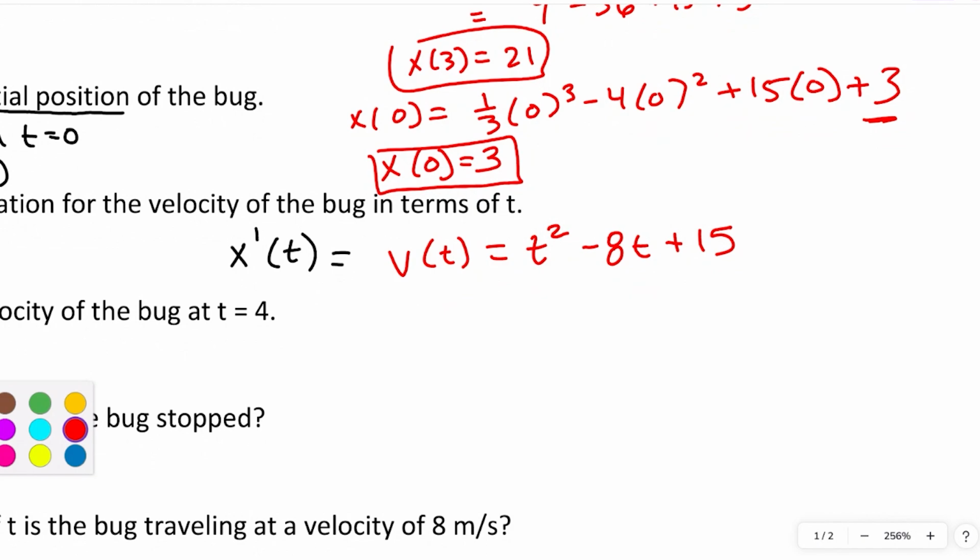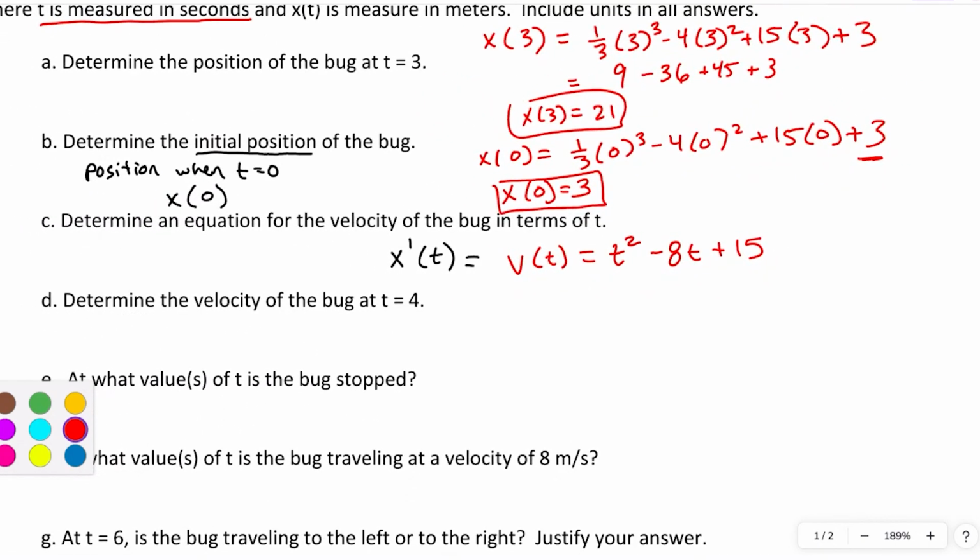Any questions about how to get the velocity function? Once you've found the velocity function, you can start to answer questions about how fast the bug is going. So if we want to know how fast the bug is going at t equals 4, we can just plug in 4 into our velocity equation. So you get 4 squared minus 8 times 4 plus 15. What would that be? Oops, I forgot to plug in the 4 over there.